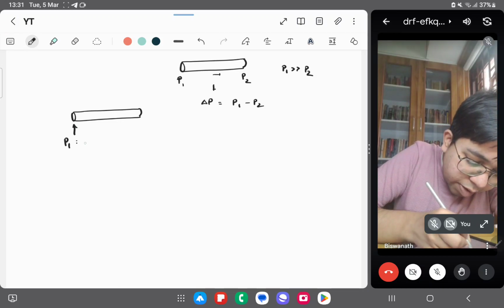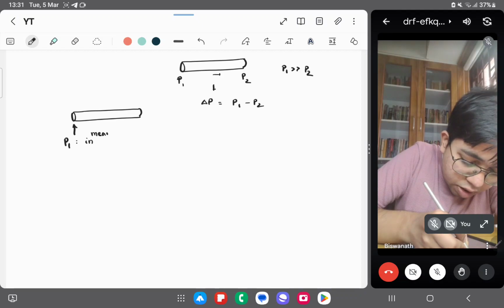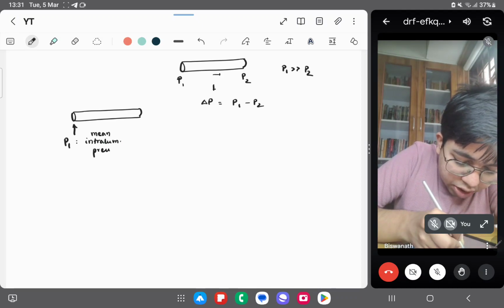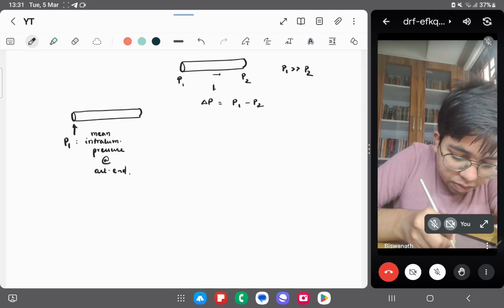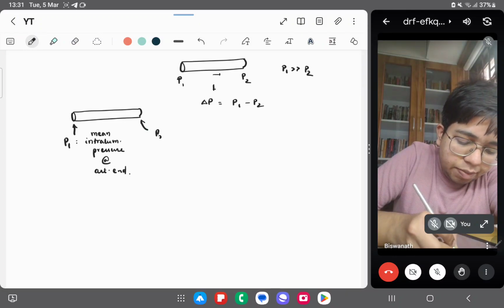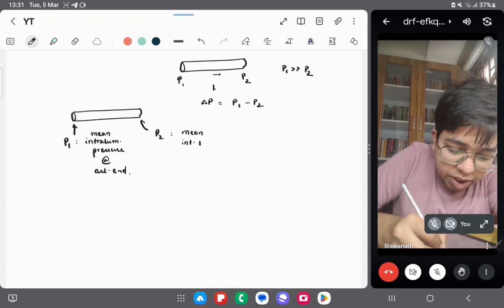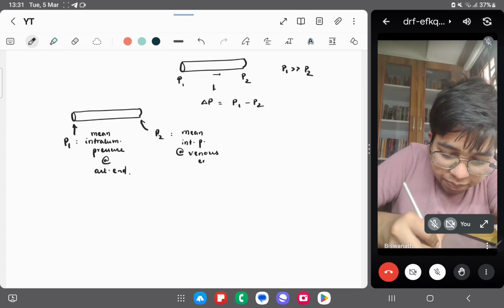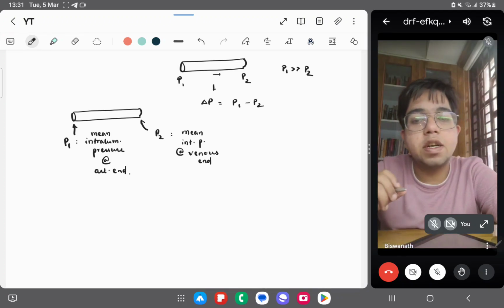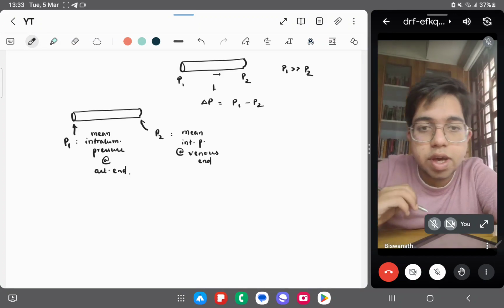This P1 will be the mean intraluminal pressure at the arterial end. And same with P2, it is the mean intraluminal pressure at the venous end. Understood? So let's move ahead.